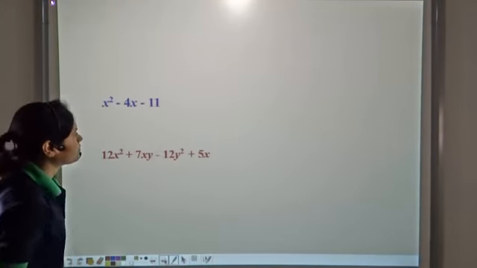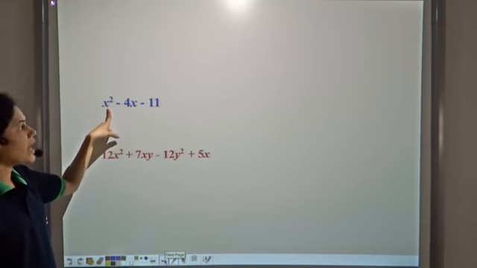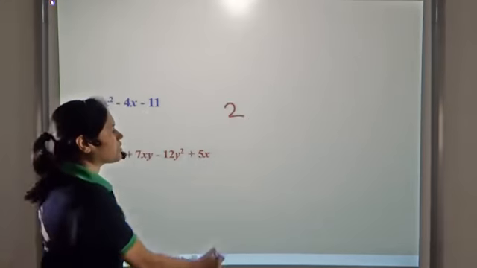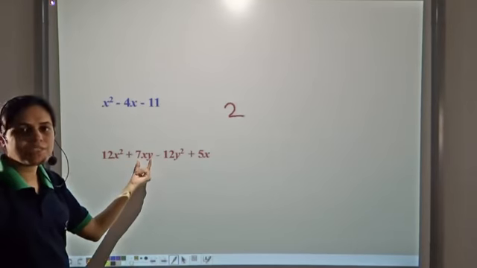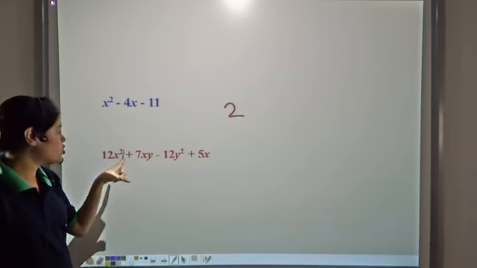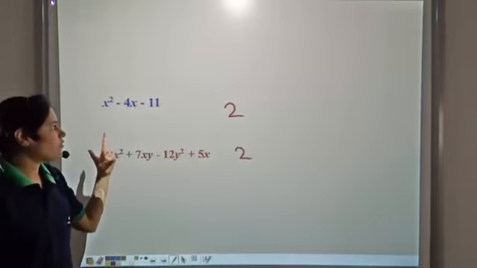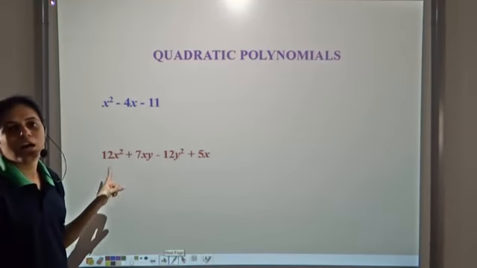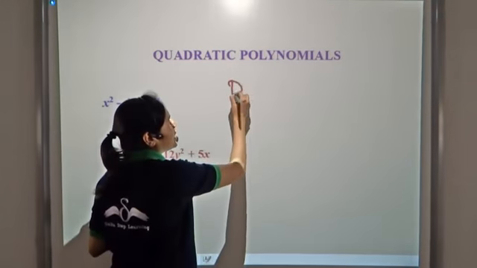Now what is the degree of each of these polynomials? The highest power here is 2. The highest power here is also 2. Here we have two variables, so the sum of the powers is 2. Here the highest power is 2, 2, 1. So the degree of these two polynomials is 2. And such polynomials, which have degree 2, are called quadratic polynomials.